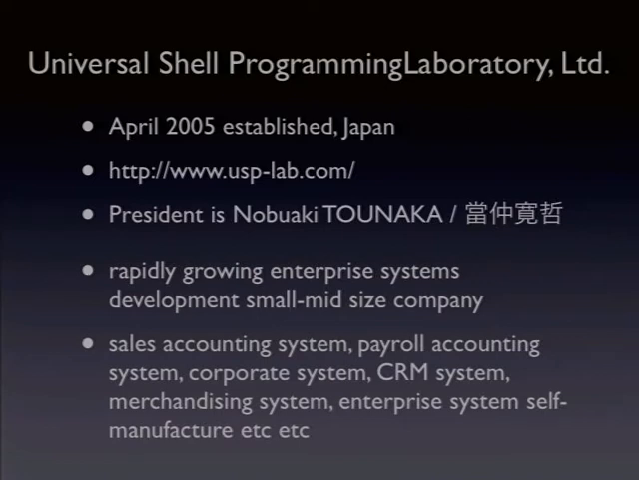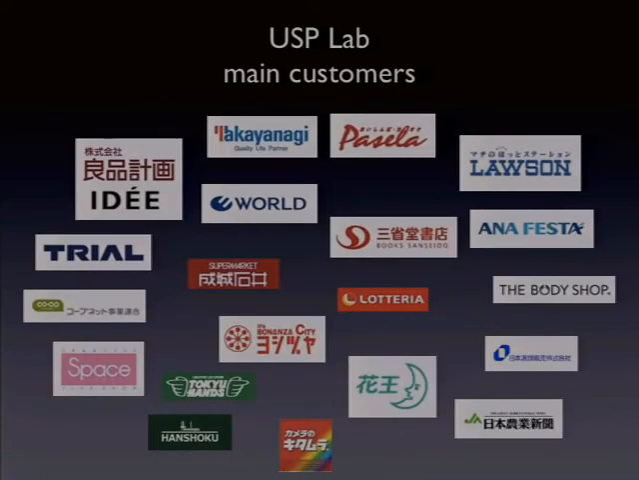USP Lab's current number of employees is about 130, a small company. And they are growing very rapidly. And the main enterprise systems are sales accounting systems, payroll accounting systems, corporate systems, MRP systems, merchandising systems, self-manufacturing systems, and so on. They are not all of their customers. Many companies there. George knows well, I guess, very famous companies in Japan.